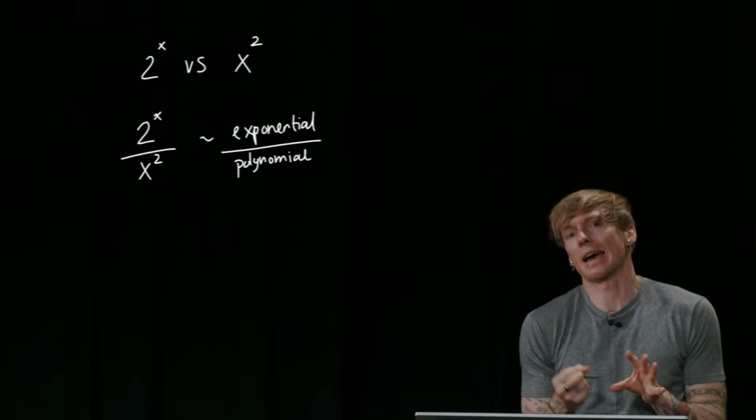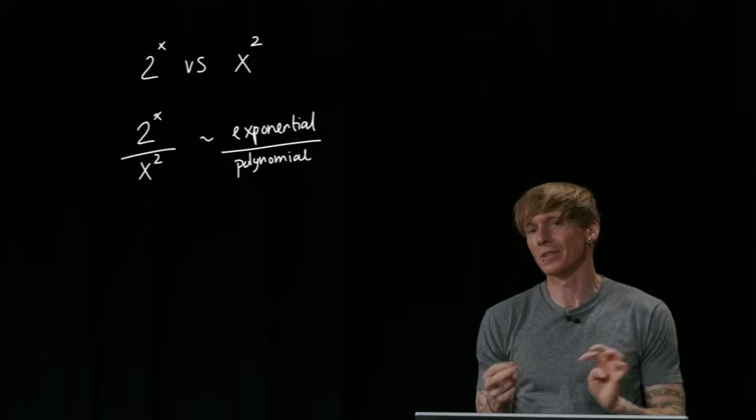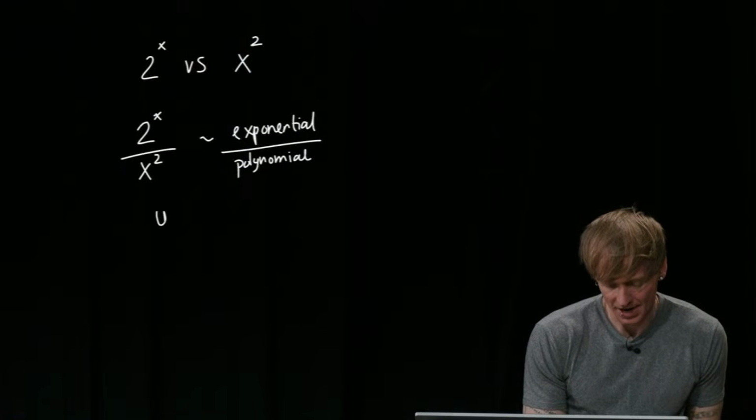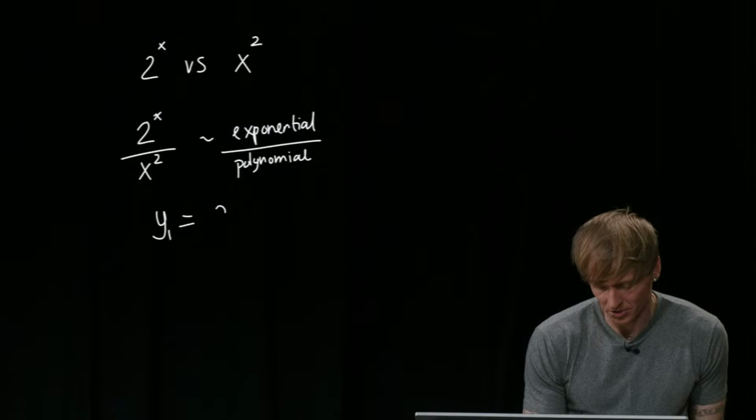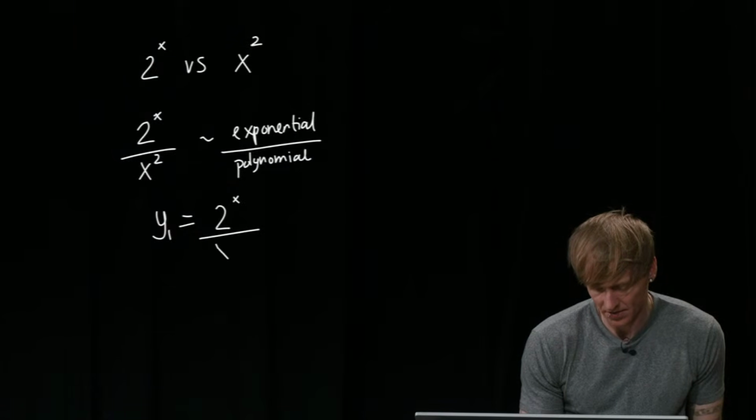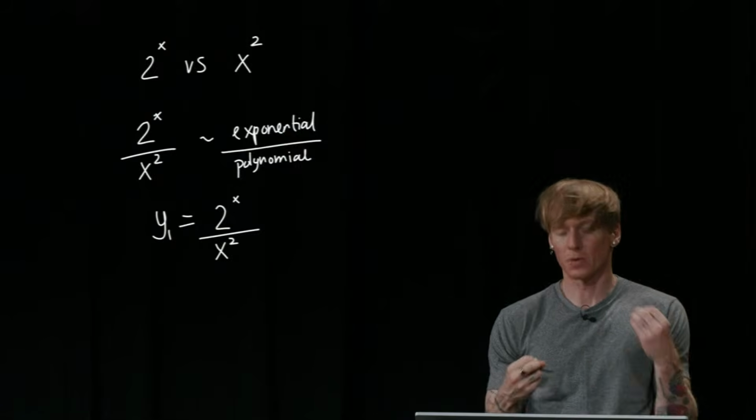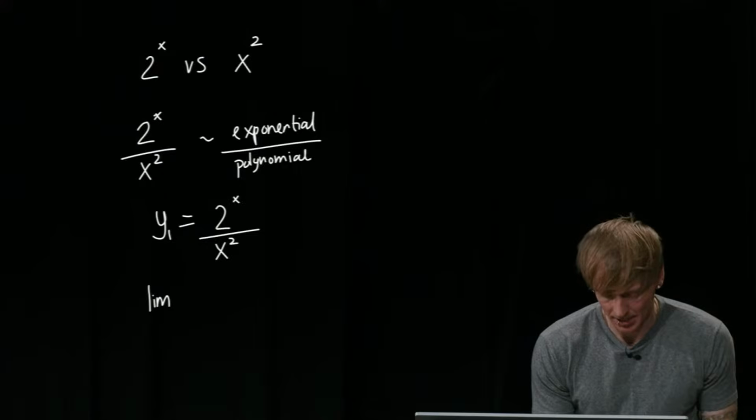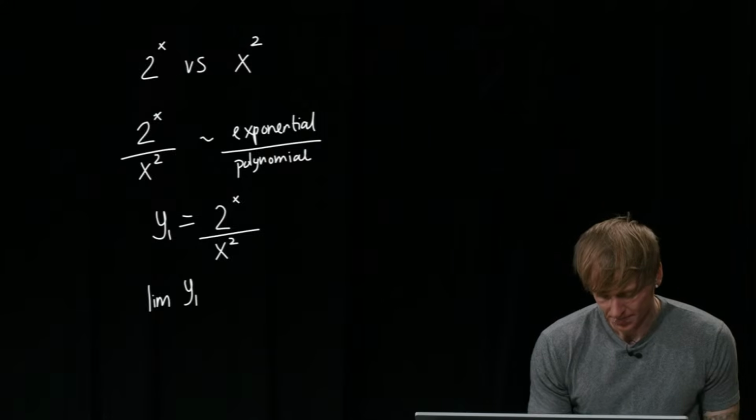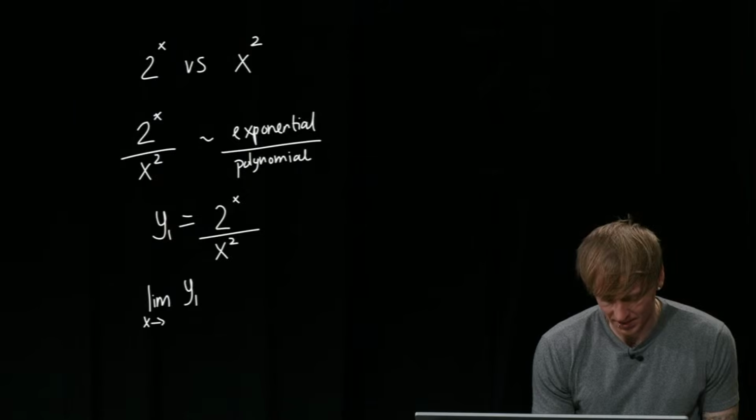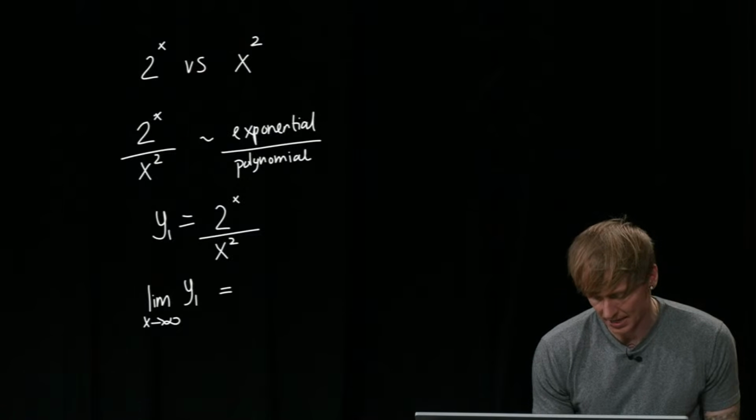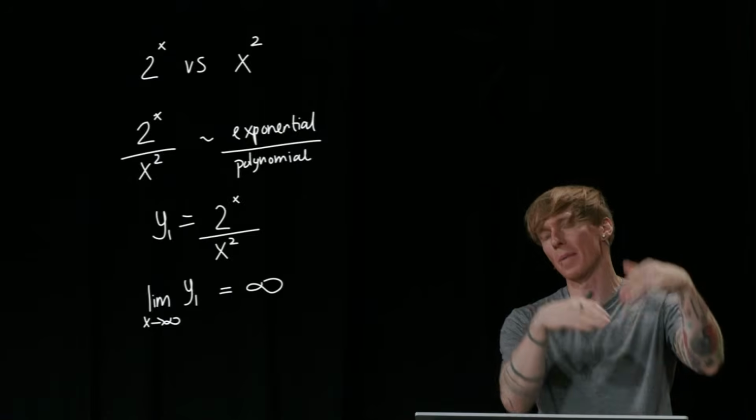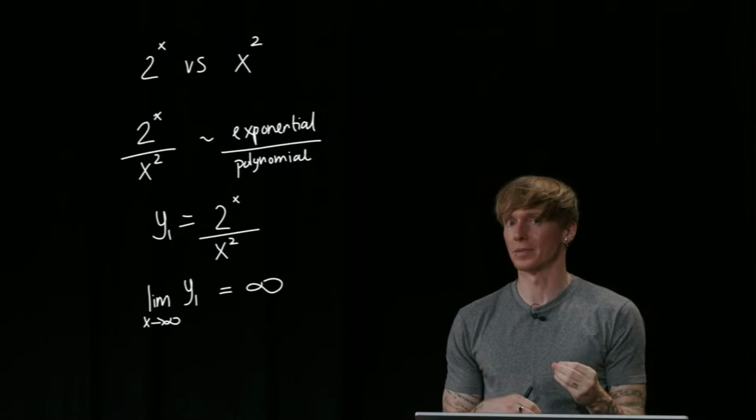So we can get an idea of what's going on with limits through this process. We can say something like, if I have the function y1 is equal to 2 to the x over x squared, then what we've shown here, by thinking about growth rates, is that the limit of this function as x goes to infinity is equal to infinity. That's just because the term on the top beats the term on the bottom.